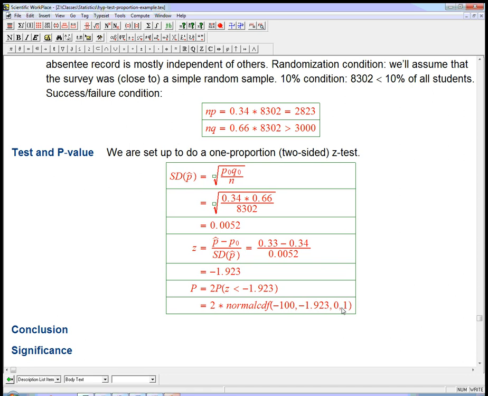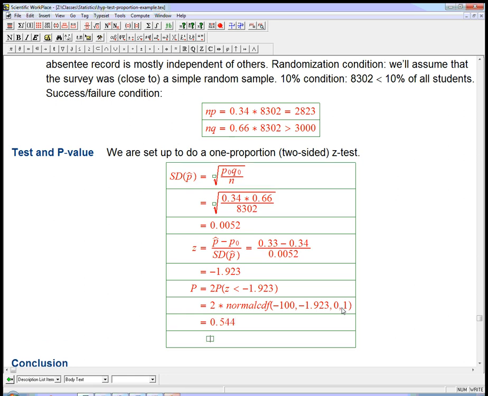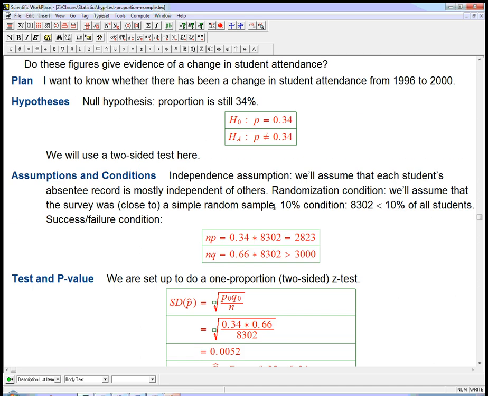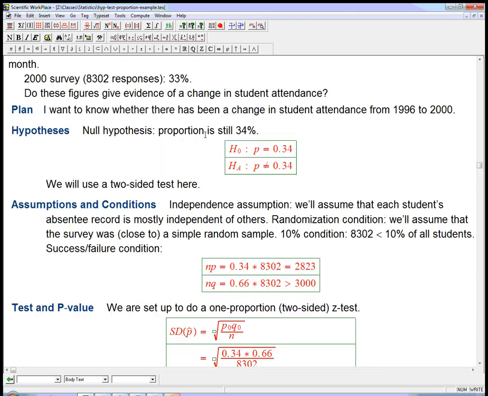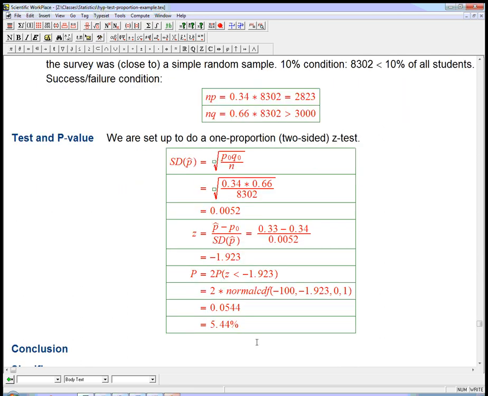Okay. And that turns out to be, with the 2 included, 0.0544. That's crucial. And so that's 5.44%. Okay. So if the null hypothesis were true, if it were still true that 34% of students were the real population, and I just took this sample of 8302 responses and I happened to get 33%, well, that or more extreme difference is going to happen 5.44% of the time.